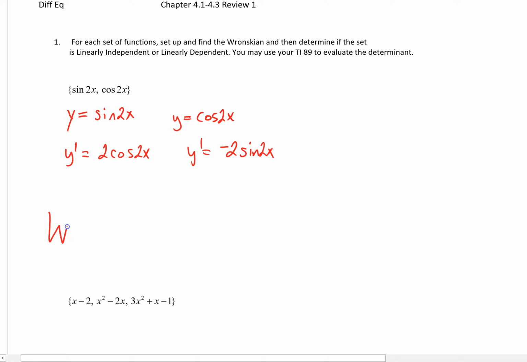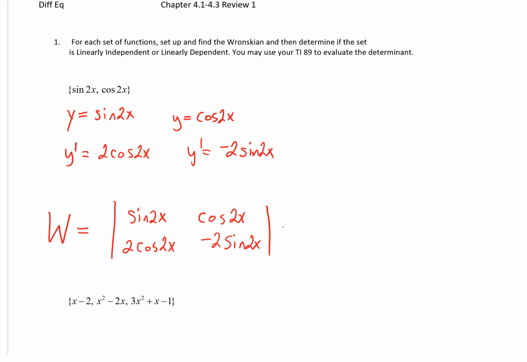And the Wronskian is a determinant. Here we'd have our first y solution, and then down below it, we're going to have our y prime. Likewise, over here, we'll have the cosine of 2x. Underneath, we'll get negative 2 sine of 2x. And we're going to evaluate this Wronskian. If the Wronskian is not 0, then we have linearly independent solutions.